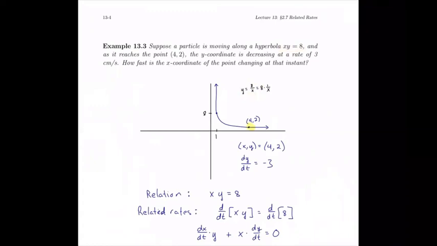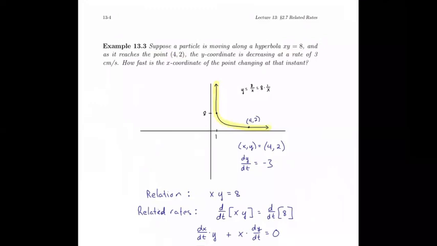And then we have this other point (4, 2) that the problem claims is on the curve. It doesn't hurt to make sure we understand everything well enough to see that, yes, the x value of 4, y value of 2, 4 times 2 is equal to 8. So sure, this is also on that curve, and that's really the point that we need. Now we can imagine what's going on. As it reaches the point (4, 2), the y-coordinate is decreasing at a rate of 3 centimeters per second. So this thing is moving in the positive x direction and the negative y direction in order to follow that curve.